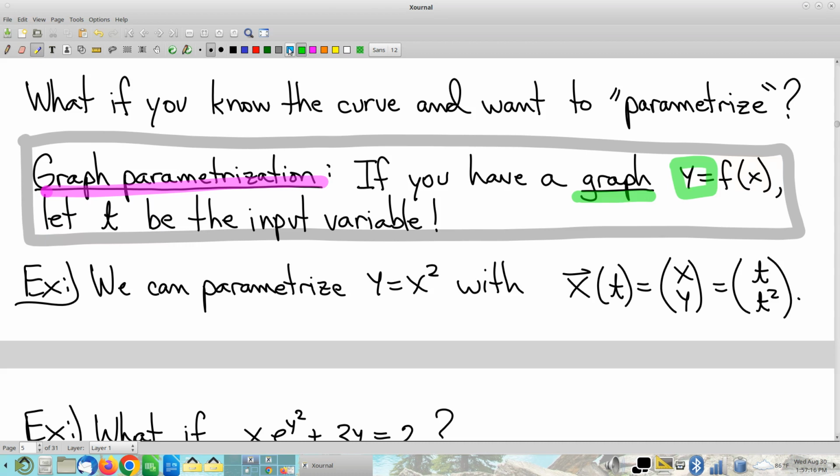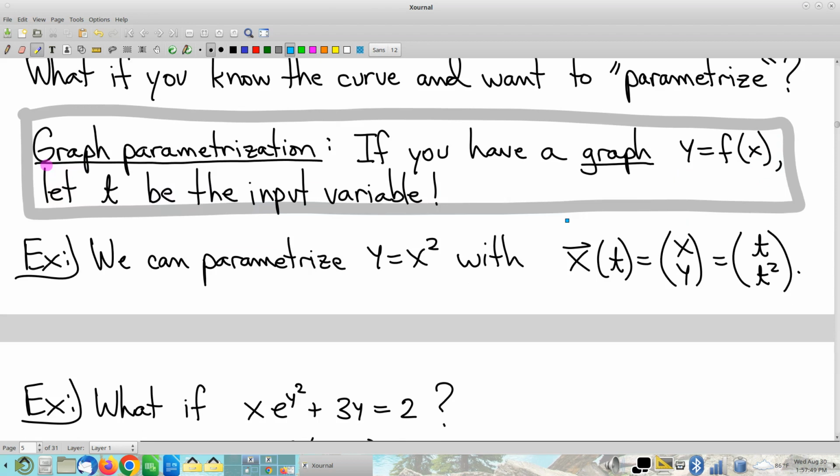So one of the variables is a function of the others. Okay, so here's the trick. If you have a graph, not that you always will, sometimes it won't be a graph, but if you have a graph, let t be your input variable, and everything is just going to work out. It's wonderful how nice this works. If you have a graph, let t be the input variable. And let me show you in action now.